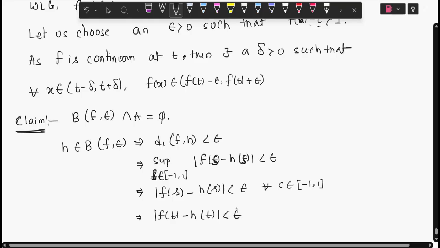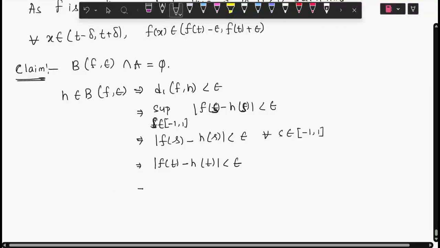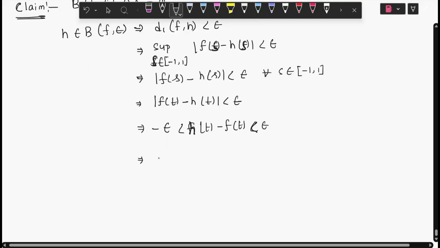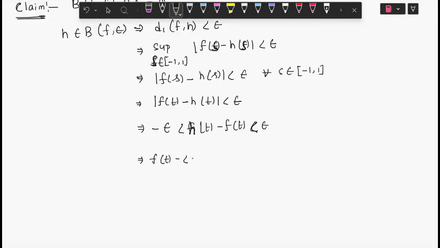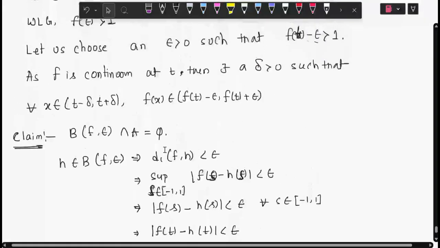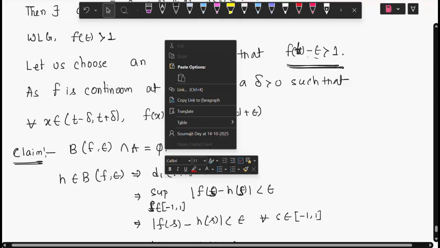is less than epsilon, okay? So from this we can write minus epsilon less than f(t) minus h(t) less than epsilon, right? Because it was a modulus, I can balance that. So from this we can write that f(t) minus epsilon is less than h(t), which is less than f(t) plus epsilon. But note that my epsilon was satisfying the condition that f(t) minus epsilon is greater than 1.